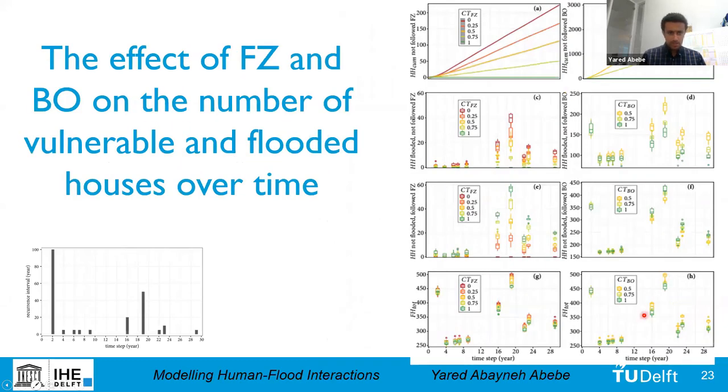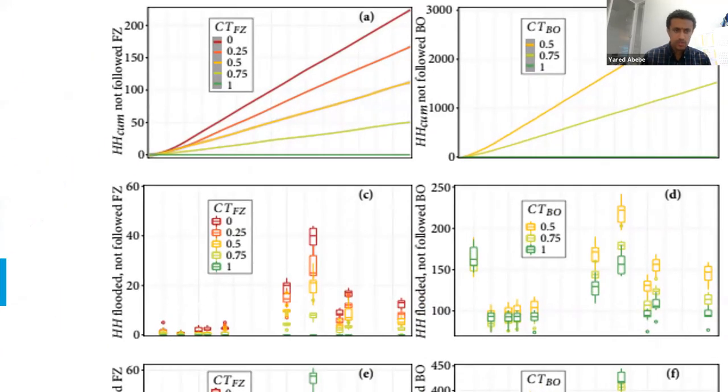And then if you see the flood zoning and the building ordinance, so just zoom a little bit here, for example. So this is flood zones, this is for the building ordinance. Normally, the flood zone is a very small area. So the cumulative number of households that follow or do not follow the flood zone is very small, up to 250, while because of the spatial extent of the building ordinance, because it covers the whole area, the whole St. Martin, the number of people affected by that is up to 3,000, right?